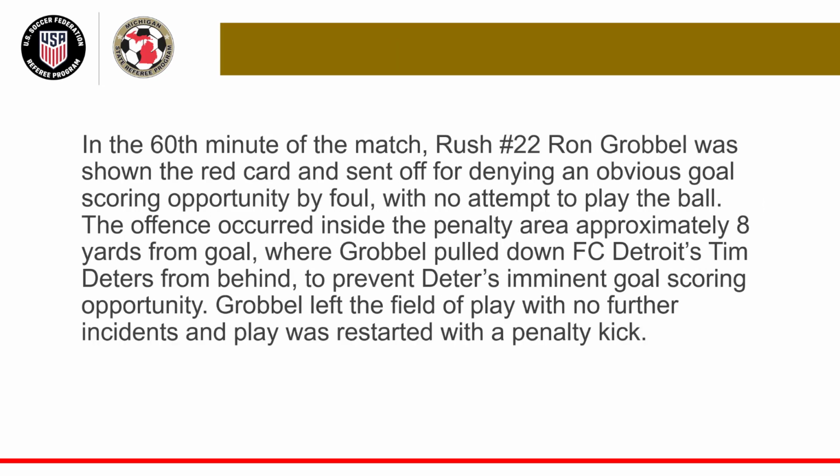What about a straight red card? Here's a dog saw. In the 60th minute of the match, Rush 22, Ron Grobel, was shown the red card and sent off for denying an obvious goal-scoring opportunity by foul, with no attempt to play the ball. The offense occurred inside the penalty area approximately 8 yards from the goal, where Grobel pulled down FC Detroit's Tim Daters from behind to prevent Daters' imminent goal-scoring opportunity. Grobel left the field of play with no further incidents, and play was restarted with a penalty kick.